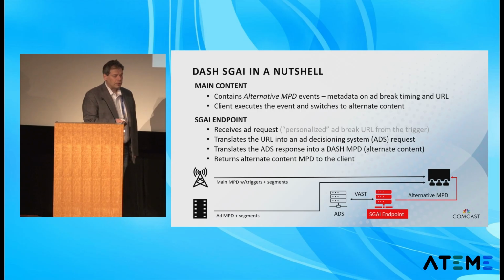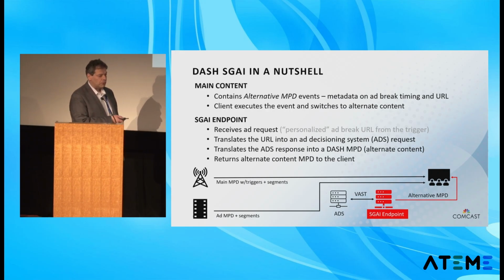So the client executes the event and switches to alternate content, and at some point comes back. Then we have the SGAI endpoint, which receives an ad request, basically receives a URL with a ton of various parameters, translates it, let's say, to VAST, talks to an ADS, gets a response from the ADS, and returns the alternative content MPD to the client.